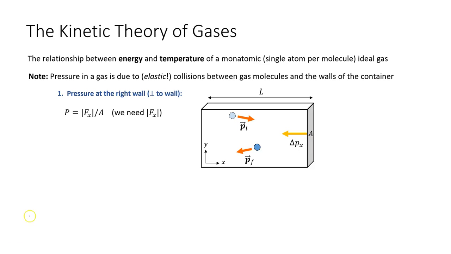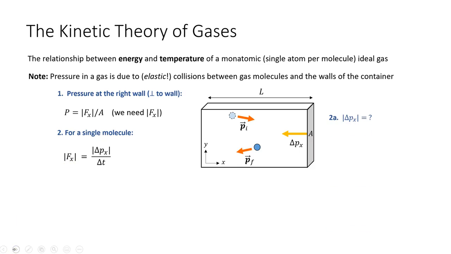That means we're going to need the magnitude of that force. So how do I get the magnitude of that force? Well, we're going to start with this simple case where we have this box and it just has one single monatomic ideal gas molecule. Then that force is really going to be equal to the change in momentum of that molecule as it collides with the wall, divided by the amount of time it takes per collision. That's what that force is going to be equal to, and this really comes from Newton's second law.